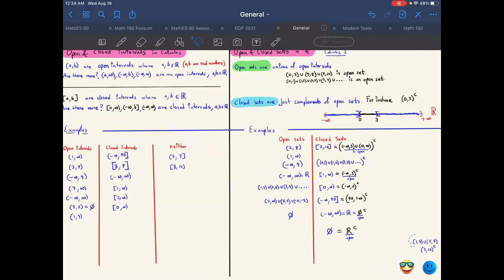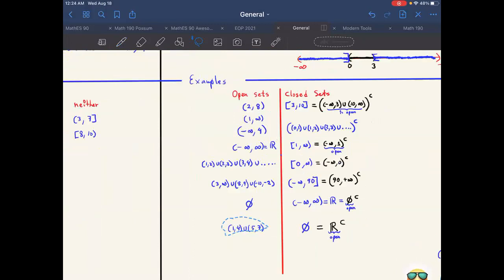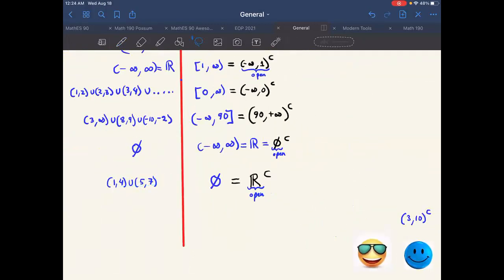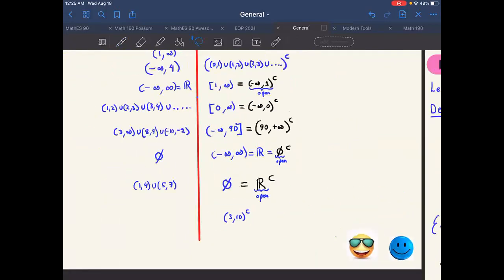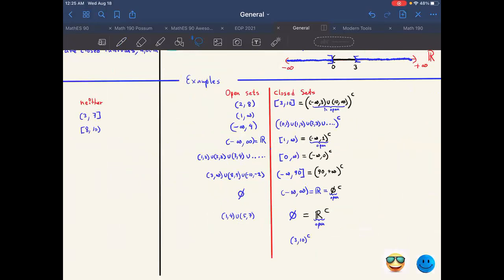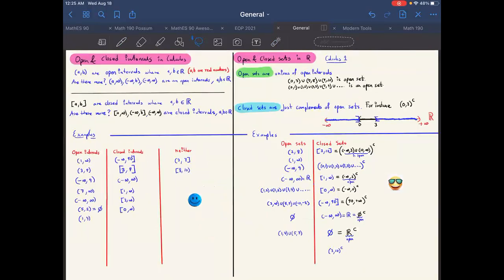Let's finalize this. We have this, the union of two open intervals, that's open, and this is the complement of an open set, that makes it closed. Take a look. These are closed sets and these are open sets. Therefore, you have won a smiley face because you finished this. Thank you very much.